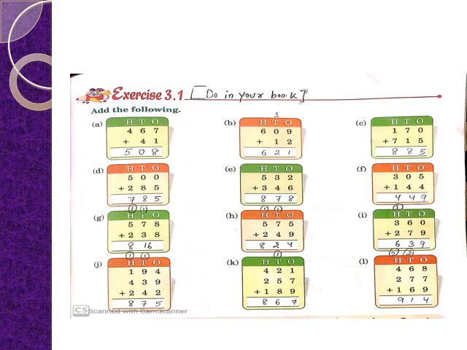609 plus 12. 9 plus 2, 11. 1 carried 1. 1 plus 1, 2. Then 6 will come down. 170 plus 715. 0 plus 5, 5. 7 plus 1, 8. 1 plus 7, 8. 500 plus 285. 0 plus 5, 5. 0 plus 8, 8. 5 plus 2, 7.